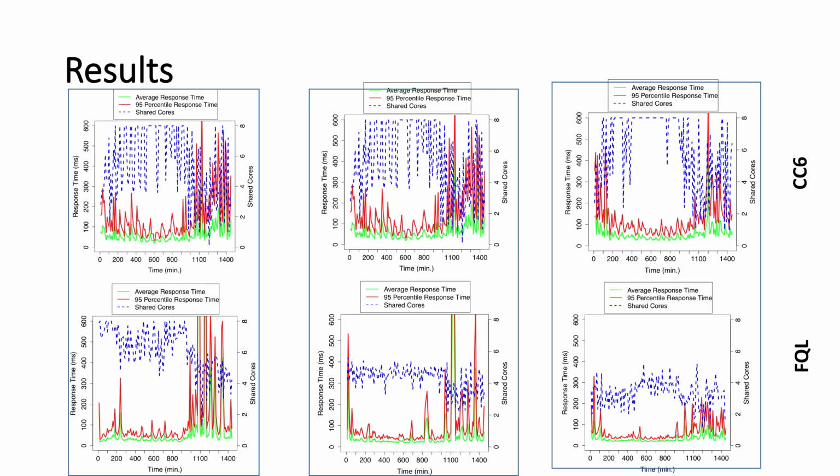This figure shows the same comparison between CC6 and FQL, but for the other application, which presents less linear behavior with respect to the number of requests per second. In this case, as the performance fluctuates more, we show its evaluation over 3 days. The first column is for the first day, the second column is for the second day, and the last column shows the result for the third day.